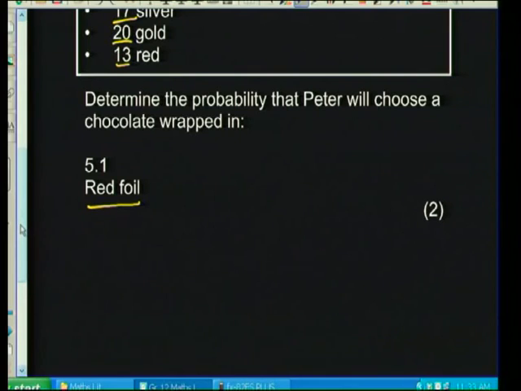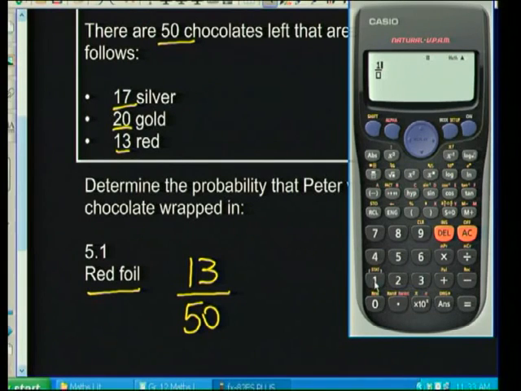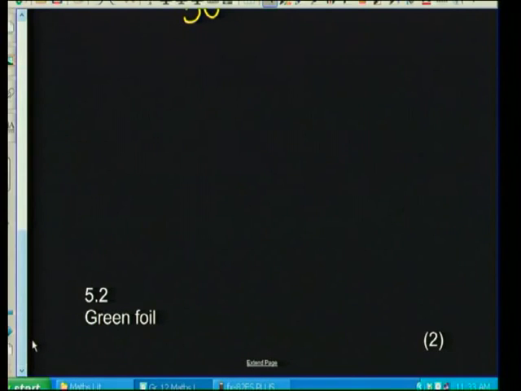So my probability is clearly just my favourable, so how many reds have I got? I've got 13 reds. Out of my total, there were 50 chocolates. And I can leave my answer like that. If you'd like, you can write it as a percentage. It hasn't asked me to, so I can literally leave my answer like that. Don't even really need to simplify it. Can I simplify it? Let's just check like we did at the beginning of the lesson. We say 13 divided by 50 on a calculator, and I can't even simplify it. So there's my answer.